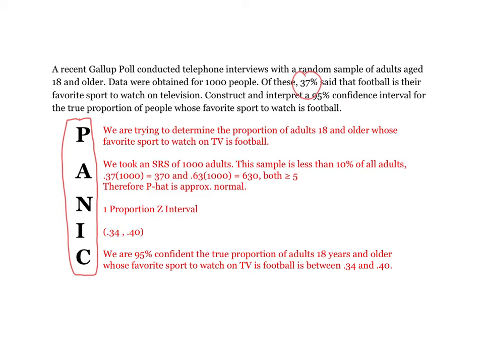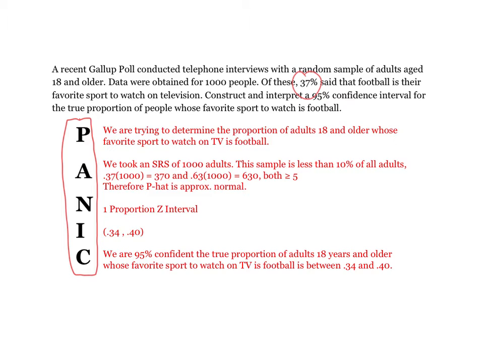Then the next part was A, which is assumptions and conditions. You have to check those 3 things: that they took a random sample, that the sample is less than 10% of all adults, and then you have to check that n times p and n times 1 minus p are both at least 5. And they are in this case. So then we can declare that therefore our p hat will be approximately normal. And that's all from the previous unit with sampling distributions.